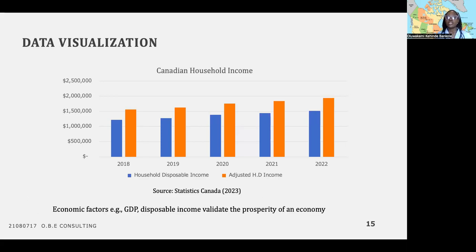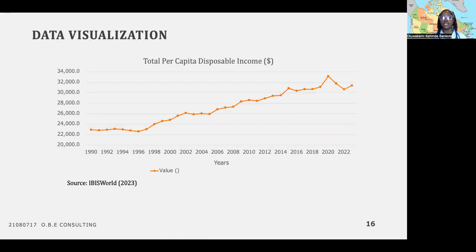The review of literature conducted also supports that economic indicators like the GDP and the disposable income of people living in a country help validate the prosperity of the economy of any country. With that in mind, we looked into the household income of people living in Canada, and from this chart, we can observe a positive upward trend, which signifies that the household income of people living in Canada has been enjoying a steady rise since 2018.